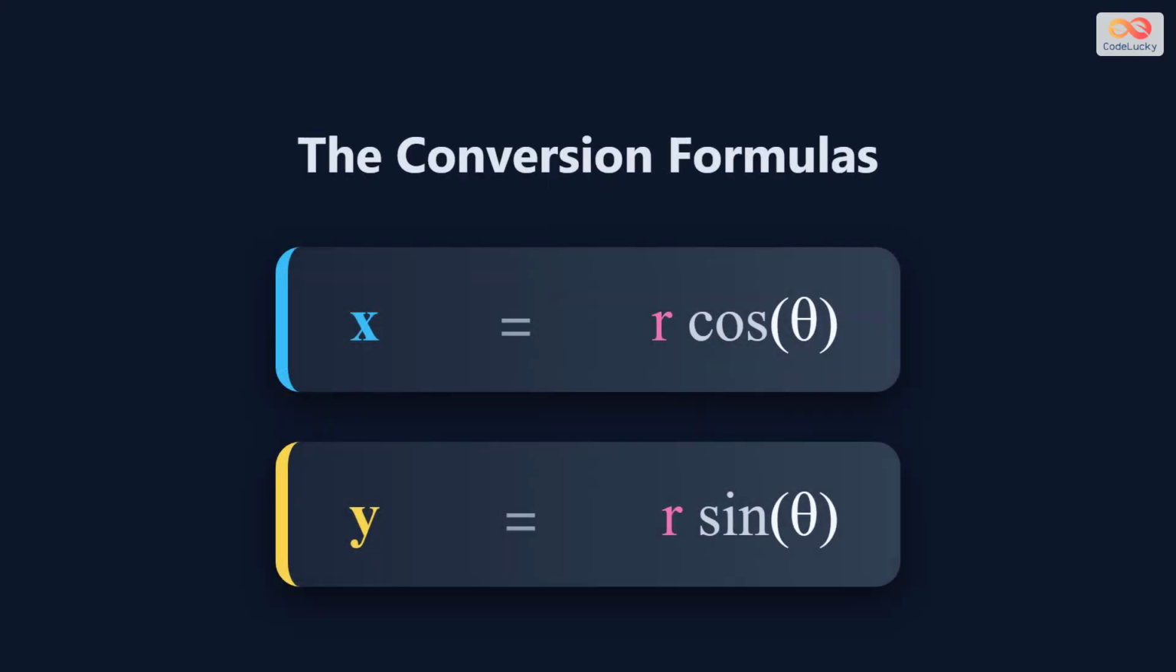So here are the two magic formulas you need to remember. To get the x-coordinate, multiply the radius by the cosine of the angle. To get the y-coordinate, multiply the radius by the sine of the angle. It is that simple.